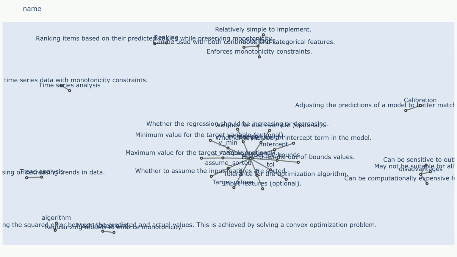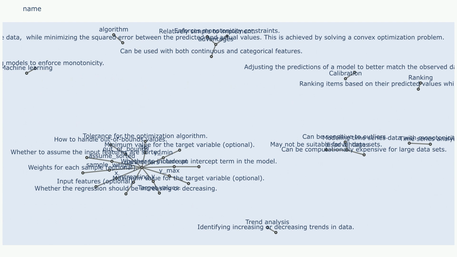Predictions. This example demonstrates fitting an isotonic regression model to a dataset and then predicting target values for new input features. The increasing=True argument ensures that the predicted values are non-decreasing as the input features increase.